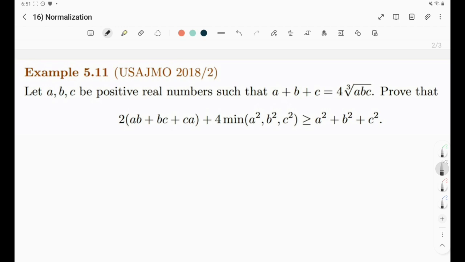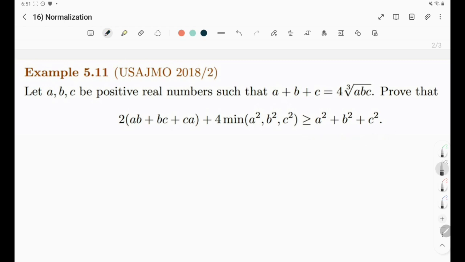Alright, so our second example is from the USA Junior Math Olympiad 2018, problem 2. This one is a pretty famous question because it's kind of a strange question. Let's see why. So we have a, b, c positive numbers, and we have this condition, sigma a equals 4 times the cubic root of abc. So this is our condition here. Not really a nice condition. We're asked to prove that this inequality holds: sigma ab plus 4 times the minimum of a squared, b squared, c squared is greater than sum of a squared.